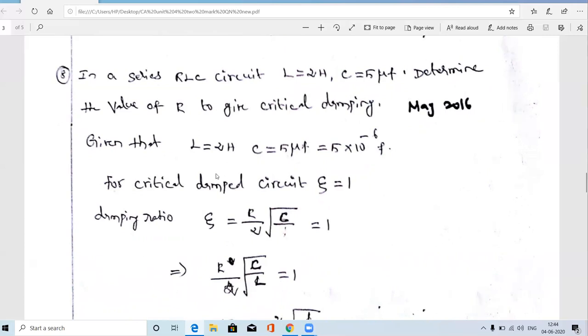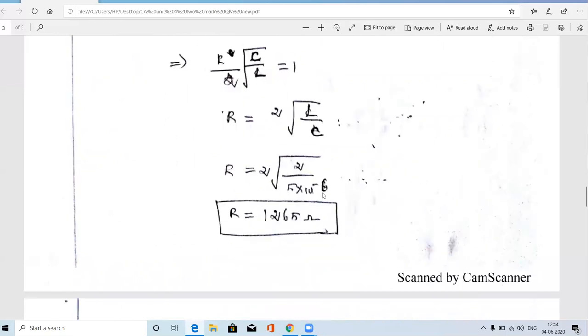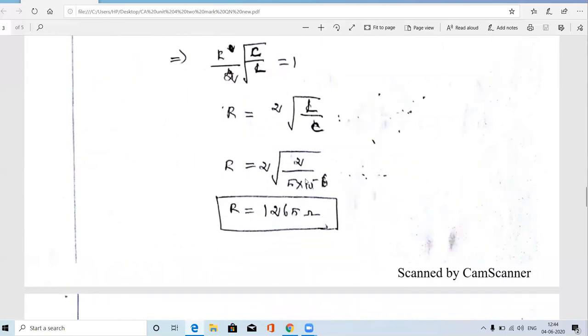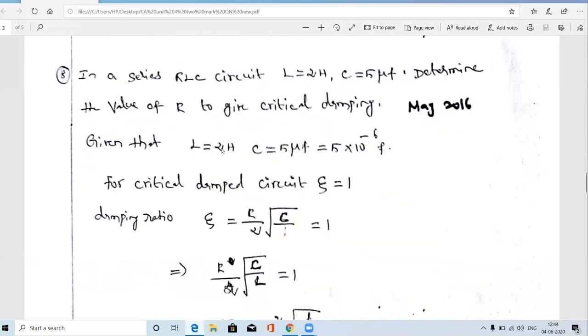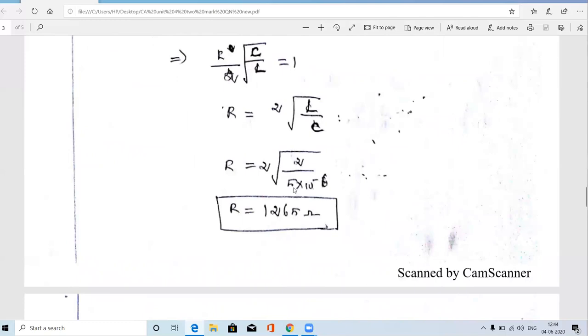In this formula, what are the data given? L is given, C is given. So we have to find R. From this equation, R equal to 2 into square root of L divided by C. So substitute the value of L and C. L is 2 Henry, C is 5 microfarad. Micro means 5 into 10 to the power minus 6. If you substitute, we will get the answer R equal to 1265 ohms, that is 1.26 kilo ohm.